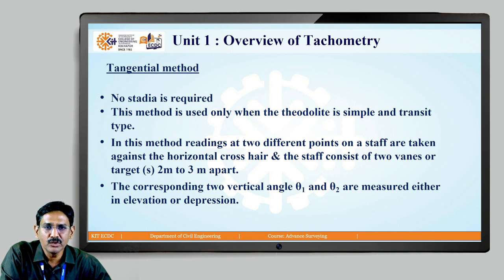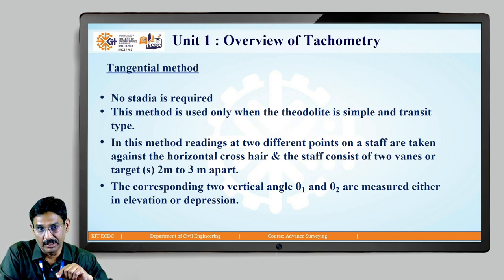When we are doing these two sightings, we will be taking two observations. The one at the top target we will denominate as theta 1, being the vertical angle at the top vane. The second one is theta 2, which is the vertical angle made at the bottom vane or bottom target.